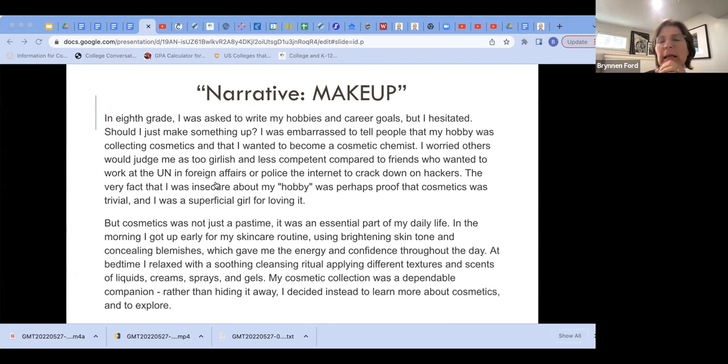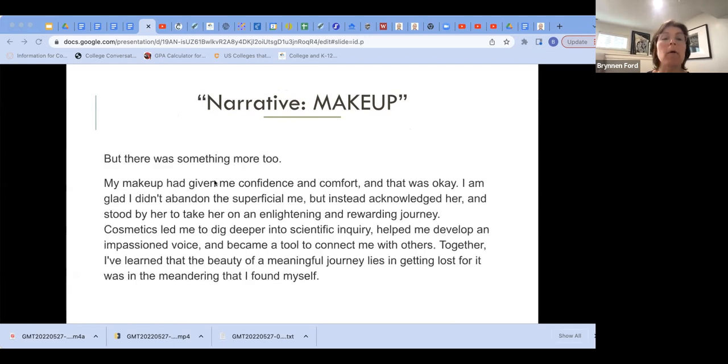Anybody else have anything they're interested in or noticing? I notice in this one that there aren't any single lines. Okay, there's one single line, but there was something more too. It's a one line transition sentence that's nice, and she's not overusing it, right? And you do get a sense of who she is and what's important to her, even though she's talking a lot about makeup. Do you feel like it's engaging? Comparing the two, the food one and this one, do you feel like it was equally engaging? Any thoughts on that?